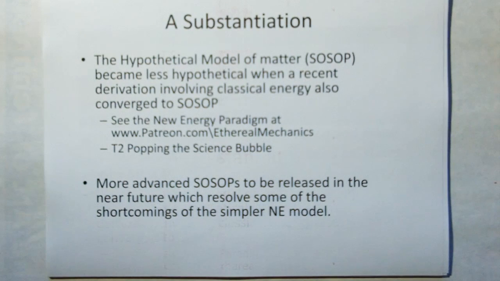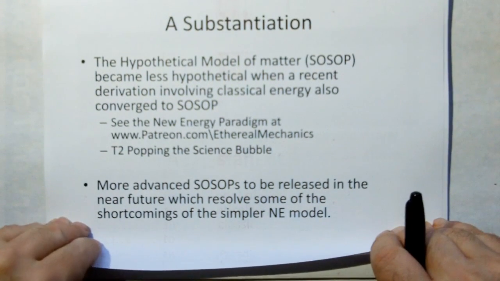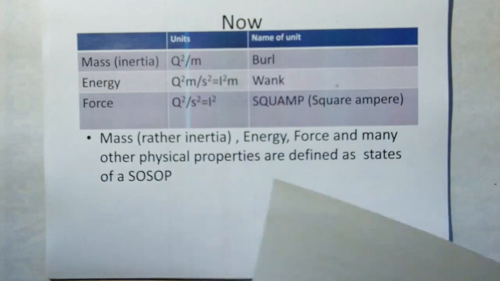And then the hypothetical model of matter, which we're now calling the second order system of PreTongs, became less hypothetical when a recent derivation involving classical energy also converged on the second order system of PreTongs to describe matter. You can see the new energy paradigm at patreon.com, Ethereal Mechanics, and also some of it is in T2, the trailer video called Popping the Science Bubble. More advanced second order systems of PreTongs, which resolve some of the shortcomings of the simpler new electromagnetism model, will be released in the near future.